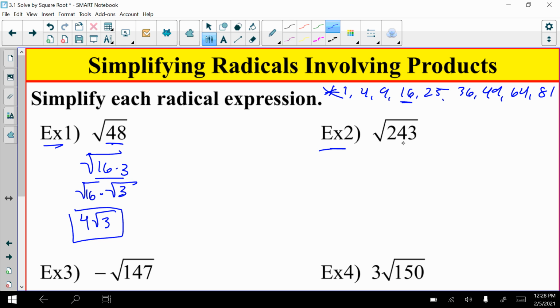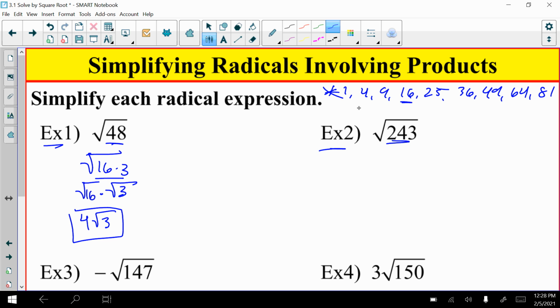Square root of 243. So again, we're looking at 243. We're saying, how can I rewrite this using perfect square numbers from up here? Again, if you don't know where to start, just get out a calculator and start dividing 243 by these perfect square numbers until you get one that works. 243 divided by 9, that works, but you might be able to get a little bit bigger, so let's keep trying. 16 doesn't work.